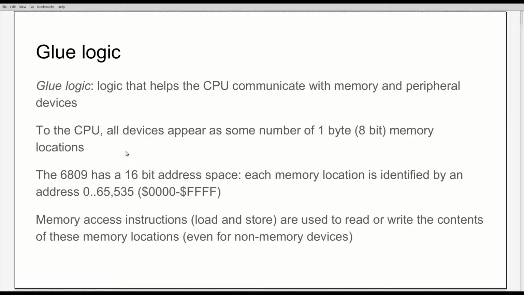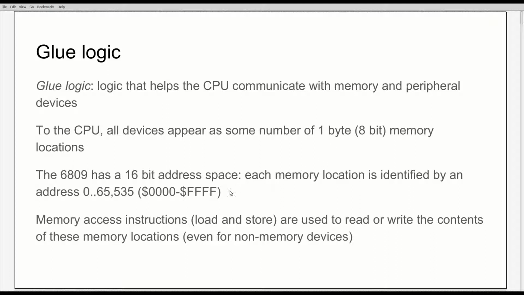So how exactly does the CPU communicate with these chips? To the CPU, every single device in the system, meaning your memory chips and your peripheral devices, is going to appear as some number of 1-byte, meaning 8-bit, memory locations. That's how the CPU talks to these devices. It accesses them as collections of these 8-bit storage locations.